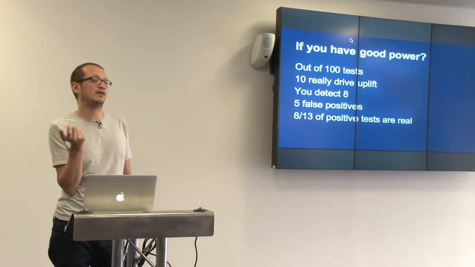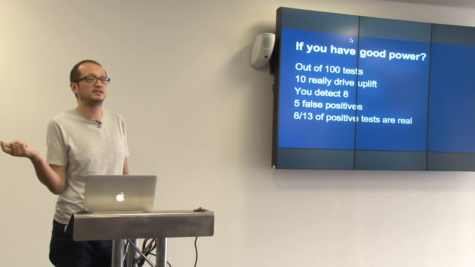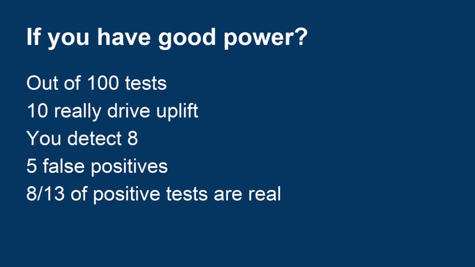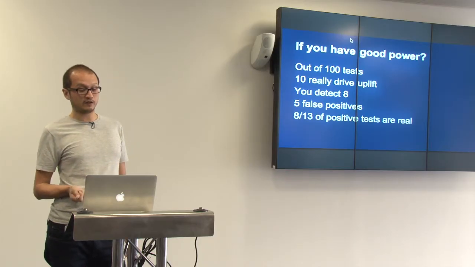So let's say you've got good power. Good power would be 80%. You've got an 80% probability that you'll see an effect if there truly is an effect. So if you ran 100 tests, 10 of those, 1 in 10, are really going to drive uplift, really going to have a higher conversion rate. You're going to detect 80% of those, which is 8. And you'll have 5 false positives.